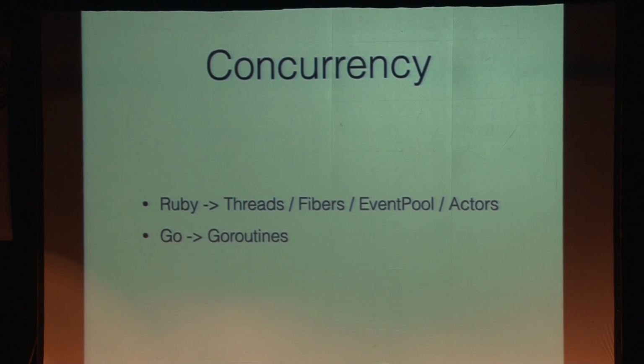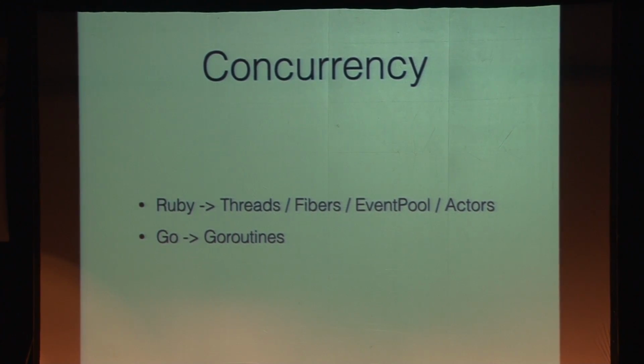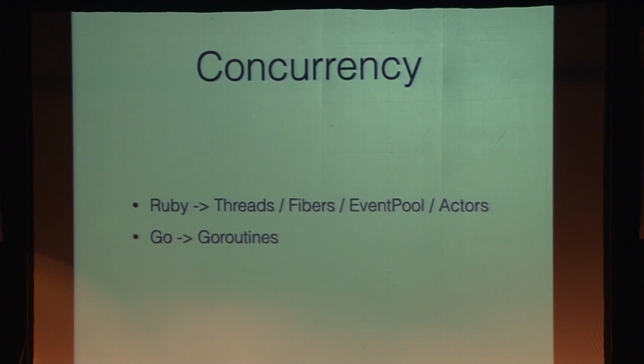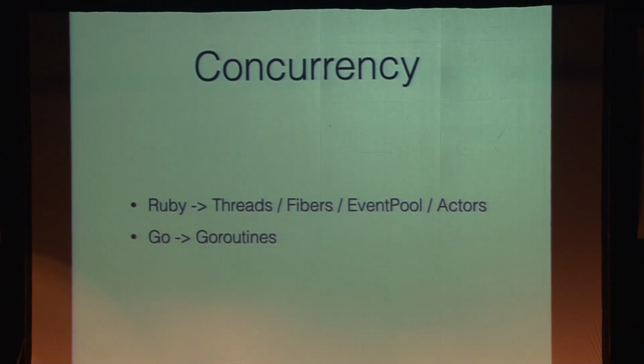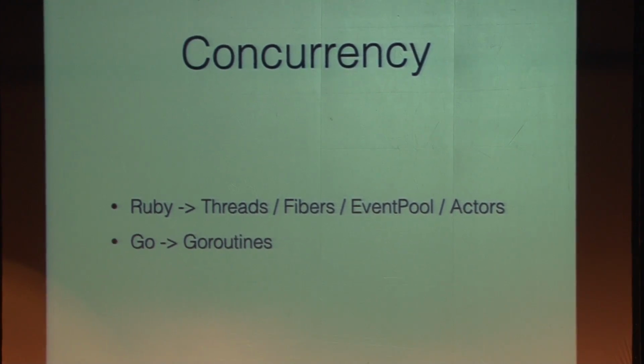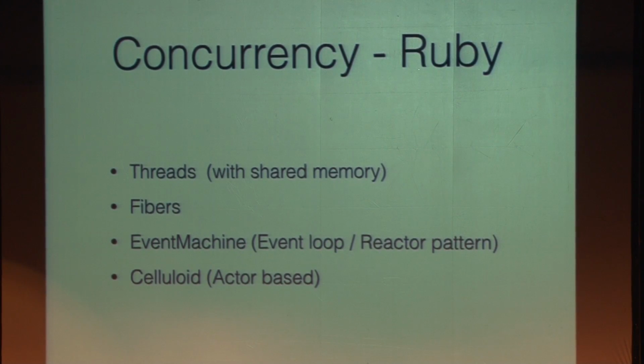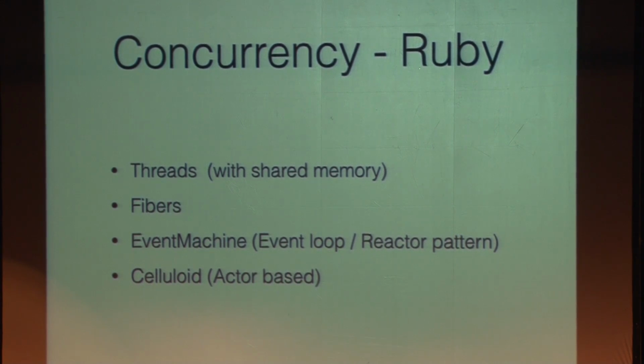Okay, concurrency. This is one of the best parts of Go. In Ruby, you have threads, fibers, event pool, actors. In Go, we have Go routines. So, concurrency in Ruby, like I said, we have threads with shared memory. There are fibers, there's also EventMachine, which is an event loop and reactor pattern. There is Celluloid, which is a new and cool project that does actor-based concurrency in Ruby.